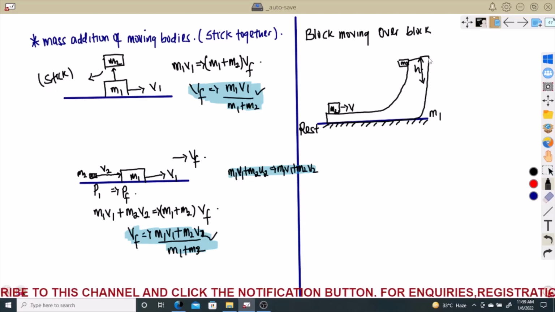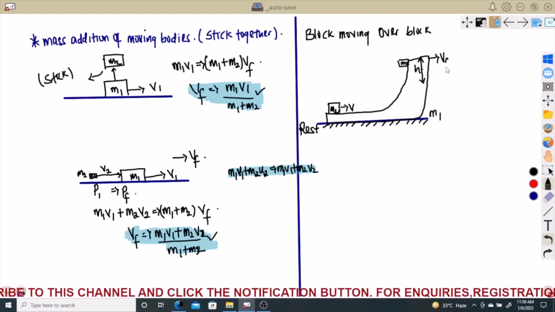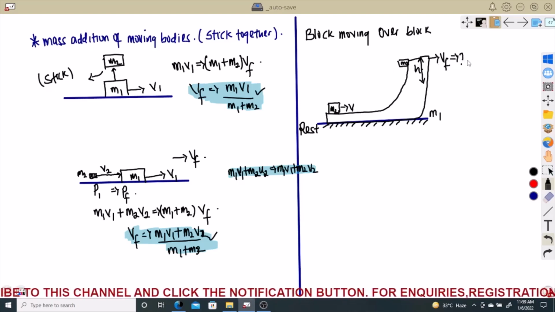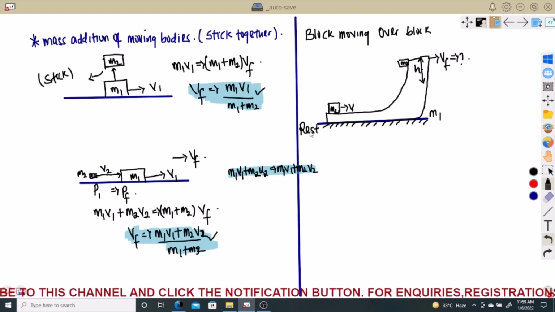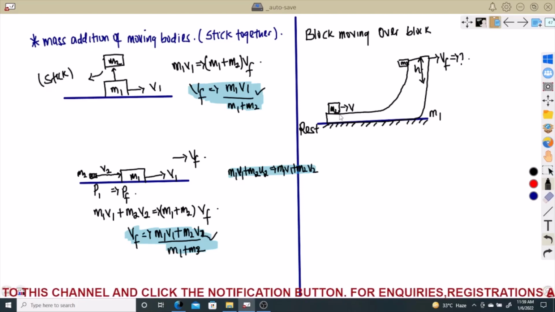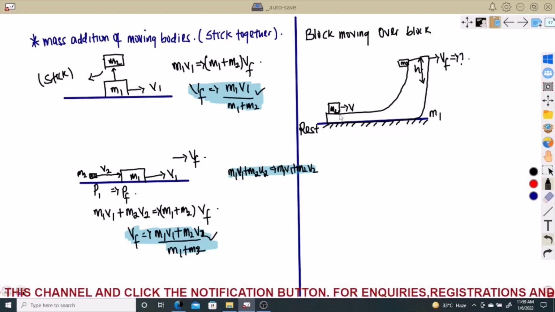When it gets here, they are going to have a final velocity, which we don't know, according to what you can see here. So using the same conservation of momentum, we can actually treat this type of block moving over block case, which I believe is for A-level students. For UTME students, you may not concentrate on this, but whether you like it or not, if you are going to do physics in year 1 and 2, you are going to have questions on this type of relationship.